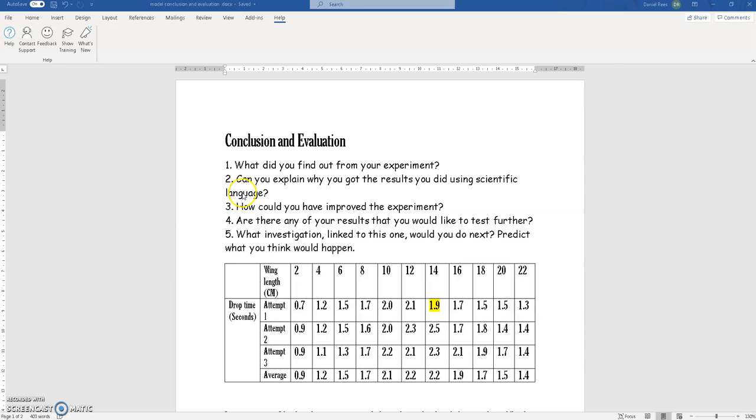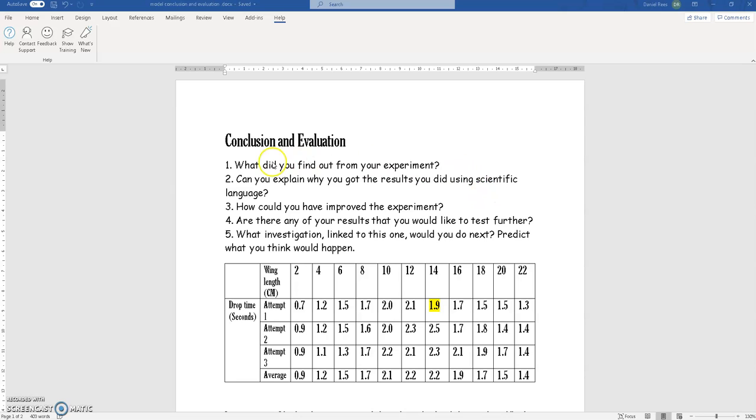Hello, this is the video to go through the conclusion and evaluation for the paper helicopter investigation. Hope you had a really good fun time doing it and got some interesting results. If you just did it and had fun, brilliant. If you didn't manage to record any results, that's okay, because I've got my set of results which you can then look at.